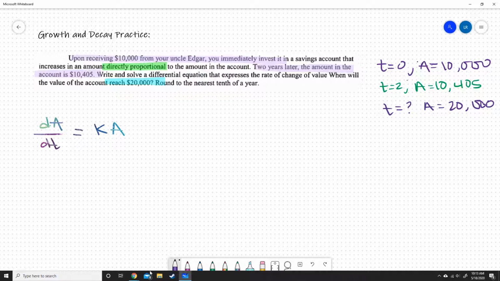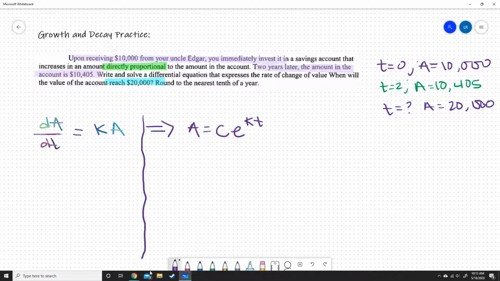So we have a lot of information to go with here. Now, in class, throughout this semester, we learned that this is actually going to turn into A equals C e to the kt. That's what we learned. And we could go ahead and derive that using this. So I'm going to just do a little side note and derive that for anybody that is curious or has forgotten.